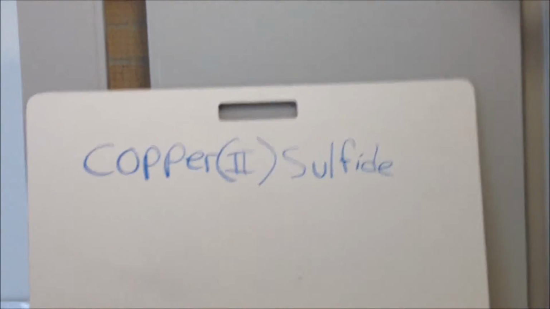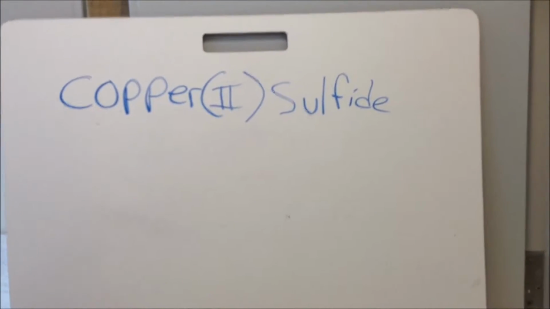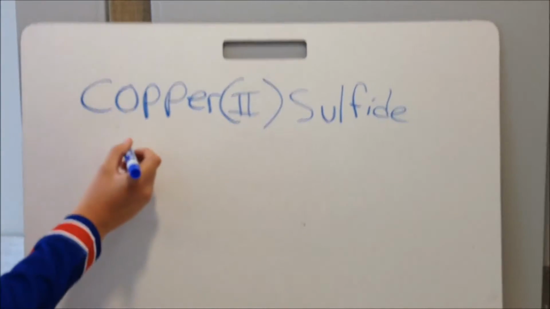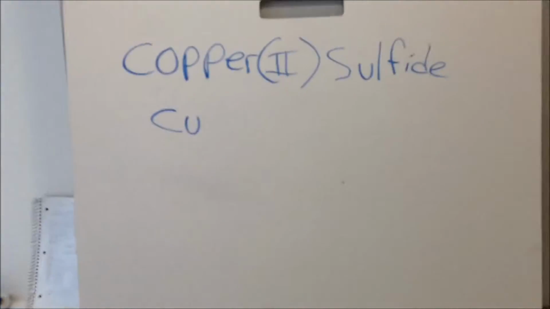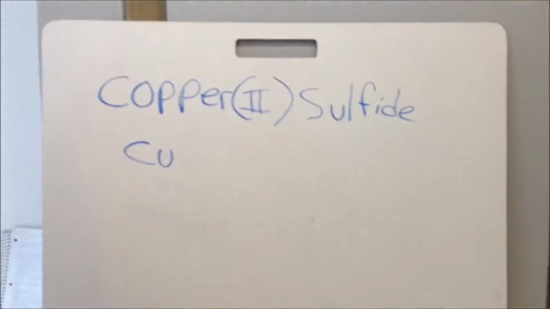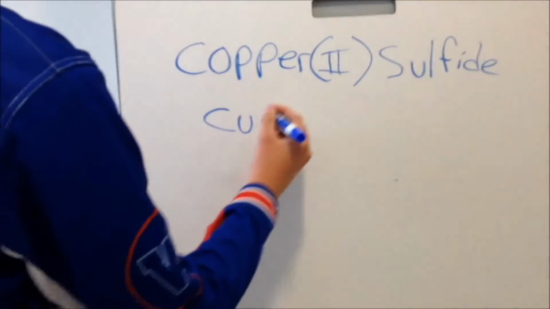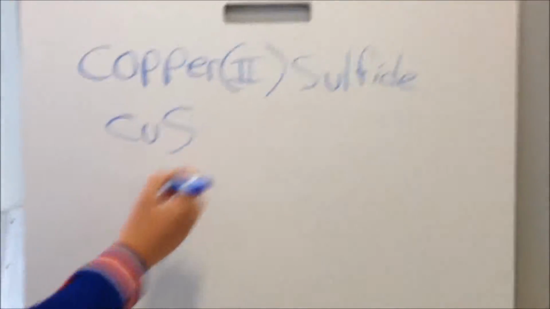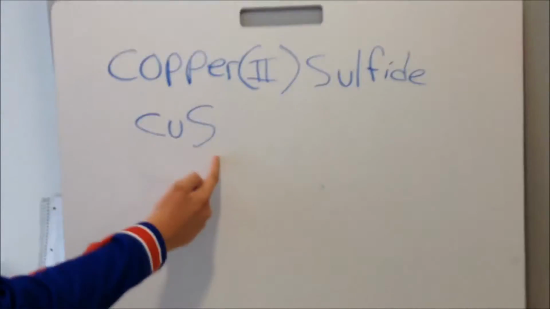So, copper, the atomic symbol for that is Cu. So you go Cu, and then because of sulfide, you need to write the atomic symbol for sulfur, which is S. So this would be the formula.